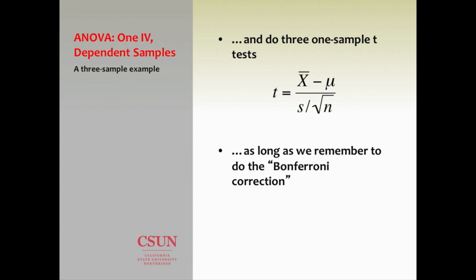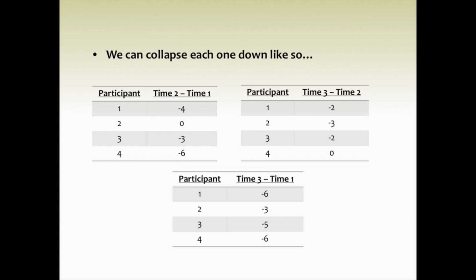This formula is the same formula that you used before. The mu value there is just going to be 0 for these comparisons, because you're comparing the mean difference. The x bar there is the mean difference, and you're comparing that to 0. So for example, for time 2 minus time 1, you're going to get a mean of those 4 values that you see, -4, 0, -3, and 6. You're going to compare that value to 0, and if it's different than 0, then you can say that on average, time 2 minus time 1 is different than 0. There is a difference between time 2 and time 1.